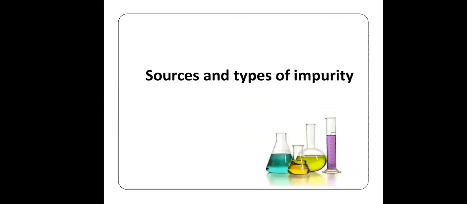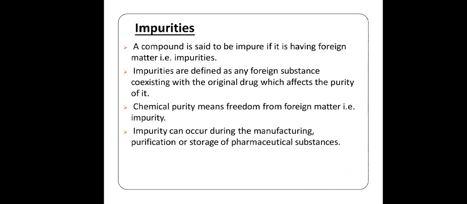So, today we are going to learn about impurities, sources of impurities, and types of impurities. We can say a compound is impure when it has any foreign matter; that is called impurities.